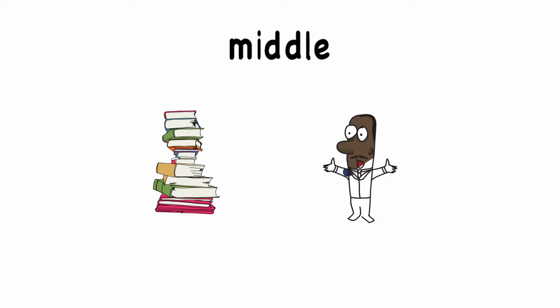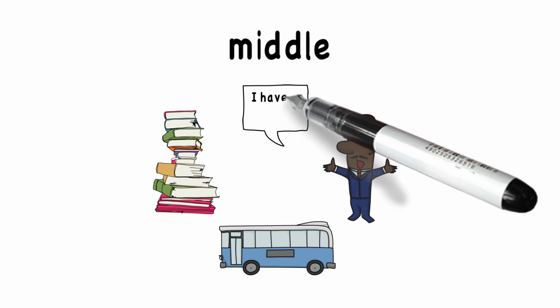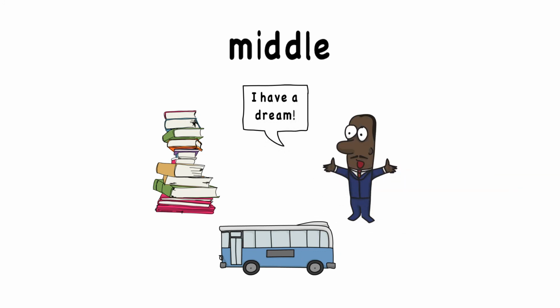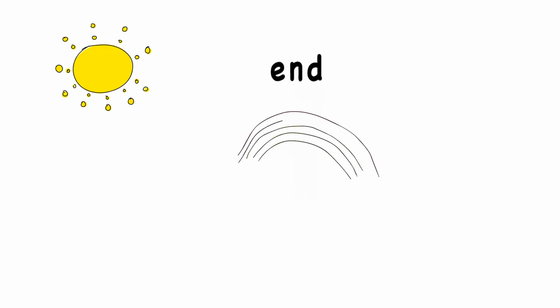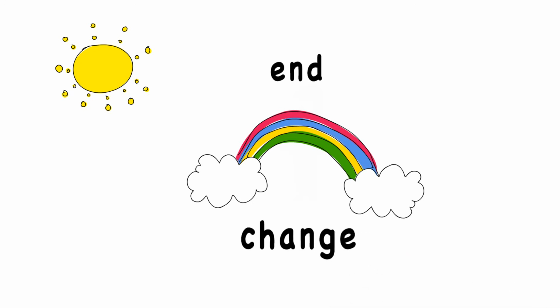In the middle of the story, Martin decides to read books, go to college, and start a career speaking out against racism. This is where he meets Rosa Parks, and he ultimately leads his legendary march on Washington, D.C., and delivers his I Have a Dream speech. At the end of the story, Martin Luther King loses his life to violence. But there is a silver lining. Because of Martin Luther King's peaceful fight for equality, he helped to change unfair laws all across America.